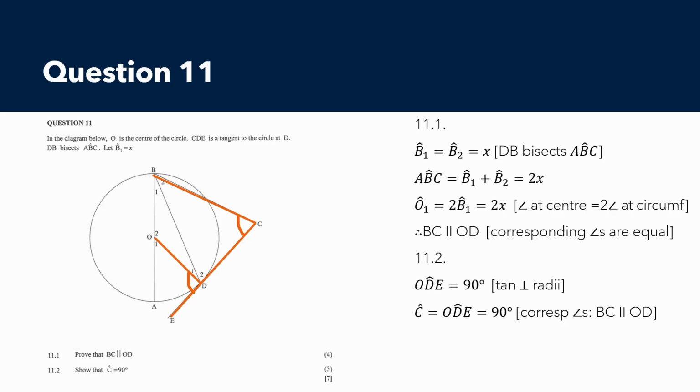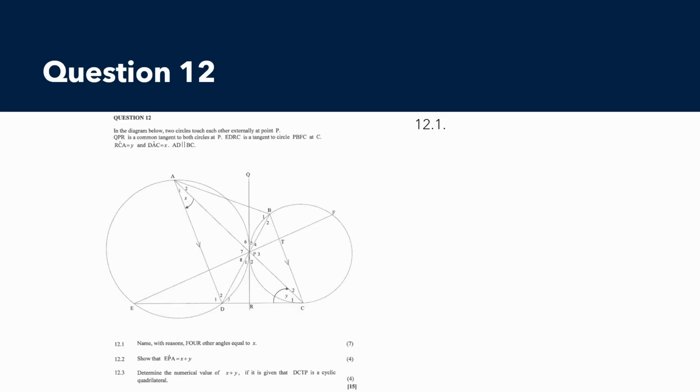I've proved that above. And moving on to question 12. The problem statement reads as follows. In the diagram below, two circles touch each other externally at point P. QPR is a common tangent to both circles at P. EDRC is a tangent to circle PBFC at C.